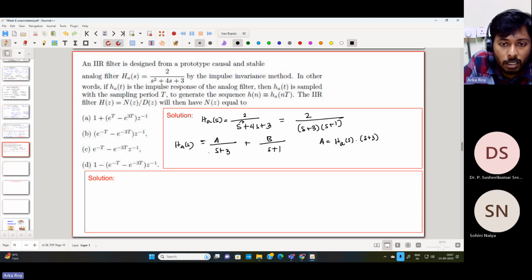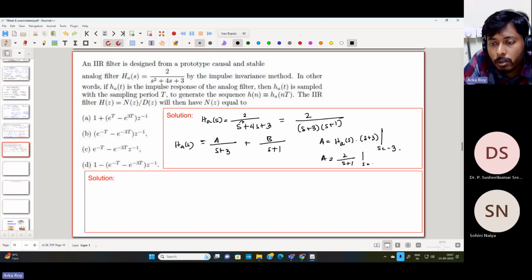So for s plus 3, the singularity point is basically s equals minus 3. So I will evaluate at s equals minus 3. Therefore, a will be equal to, if I just multiply s plus 3 over here, 2 divided by s plus 1, evaluated at s equals minus 3. So it will be minus 1.